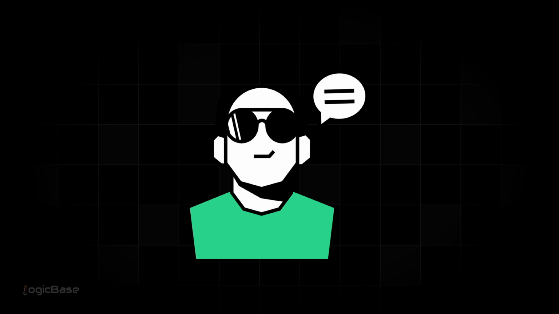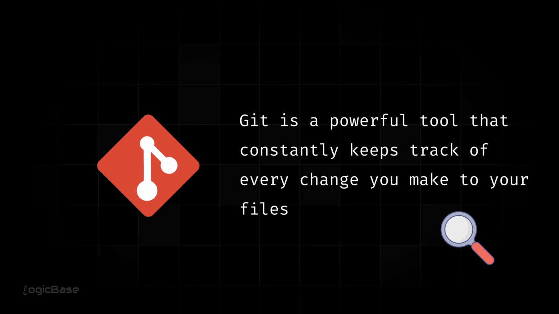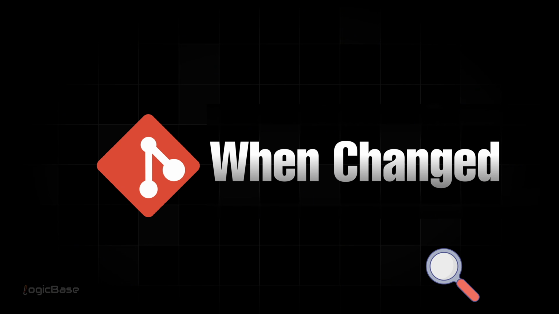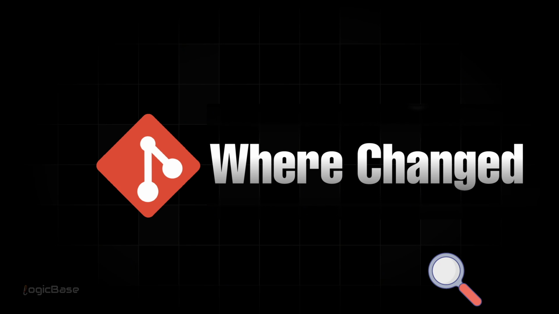So let's start by understanding what Git actually is and how it works. Simply put, Git is a powerful tool that constantly keeps track of every change you make to your files. And I mean literally all the time. Day or night, 365 days a year, Git records what changed, when it changed, who changed it, and even where it happened.